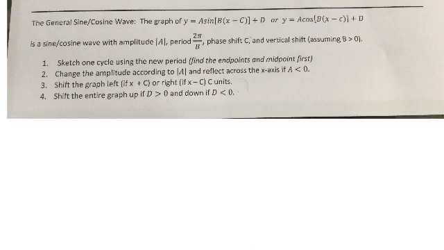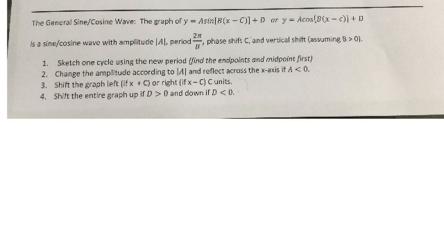The general sine or cosine wave: the graph of y equals a times sine of b times x minus c plus d, or the same for cosine, is a sine wave. The a on the outside changes the amplitude. The period is going to be 2 pi over b. The phase shift is going to go right or left c, opposite signed, and then it's going to go up or down d for a vertical shift.